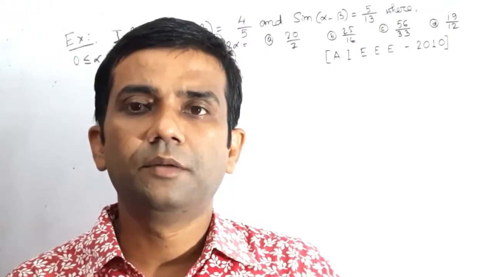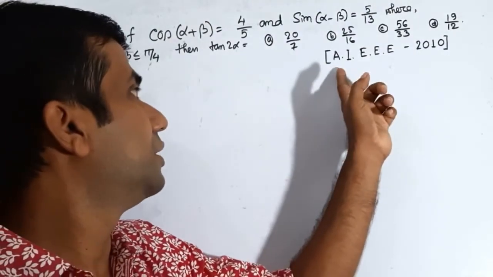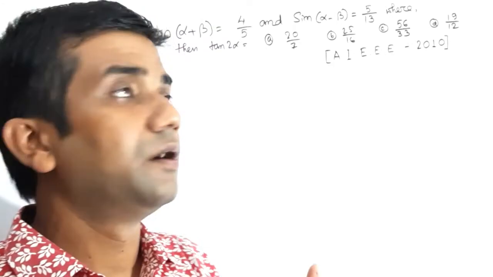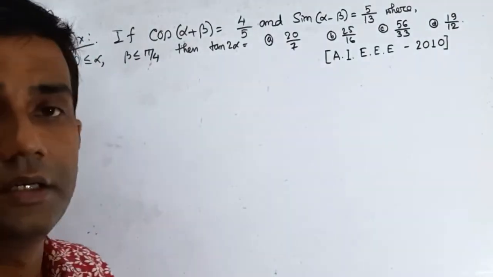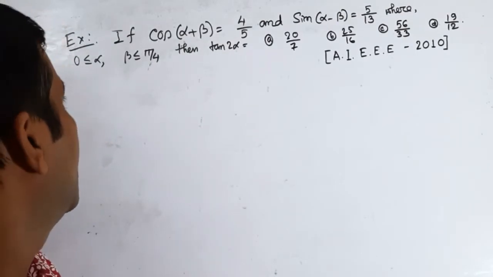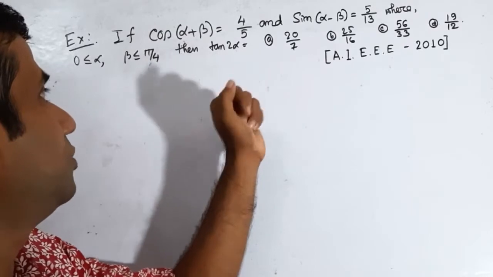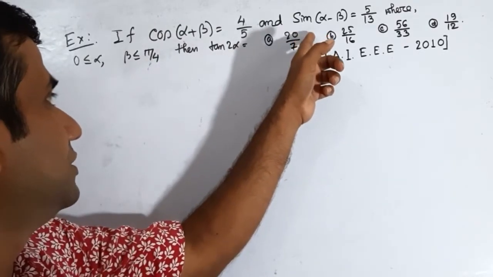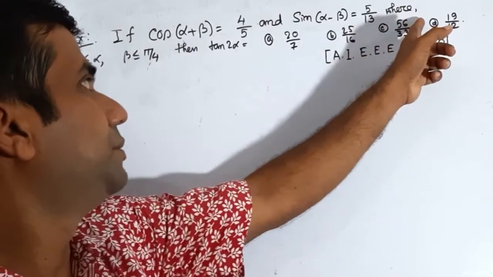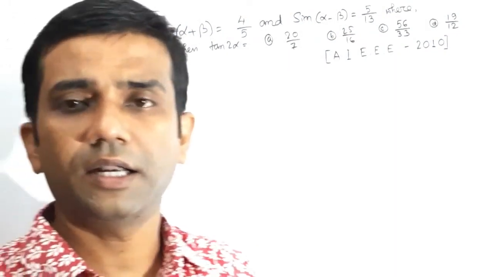This is a very easy problem. It came in the year IEEE 2010. The problem is: if cos(alpha plus beta) is equal to 4 by 5 and sin(alpha minus beta) is equal to 5 by 13, where 0 is less than or equal to alpha and beta less than or equal to pi by 4, then tan 2 alpha is equal to 20 by 7, 25 by 16, 56 by 33, or 19 by 12. Which option is correct?